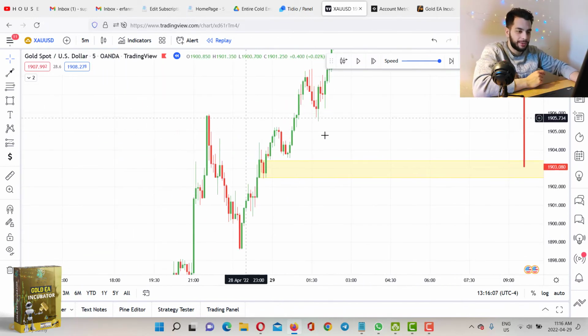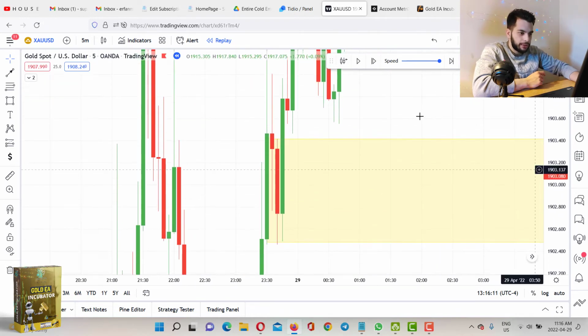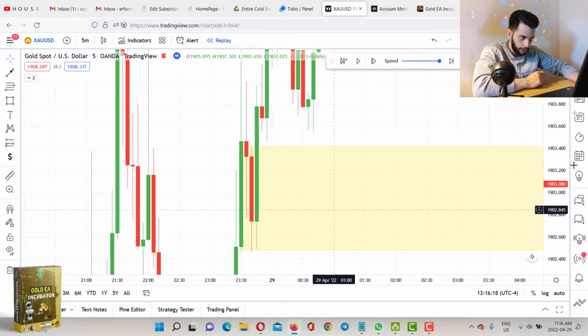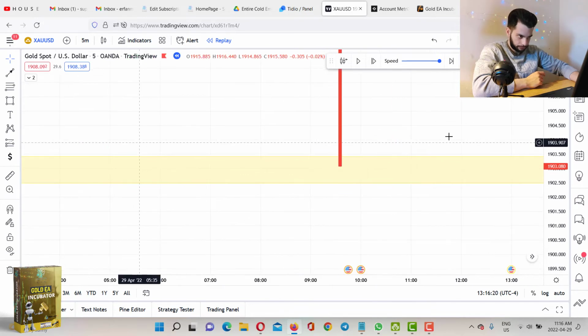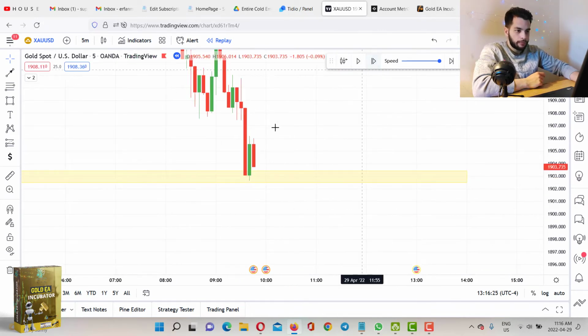I missed this zone because even this one is a high probability order block. Look at this. This is the last bearish candle. Spike. This candle never tapped at this zone because there is a gap. So high probability demand zone. And then bullish. Look at this candle.